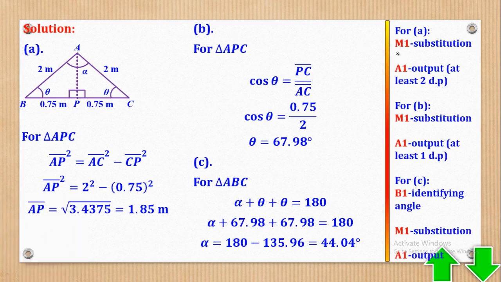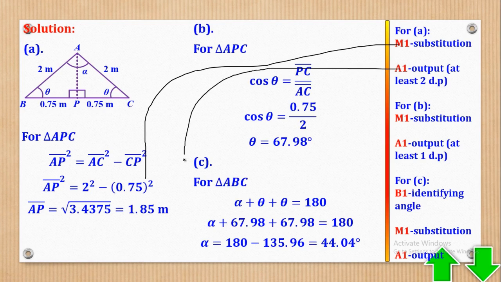So for part A, M1 for substitution and A1 for output. At least two decimal places. So it is better you use two decimal places in such questions, or in O-level. So M1 for substitution, that is part B now, A1 for output. So when it comes to angles, one decimal point is allowed.